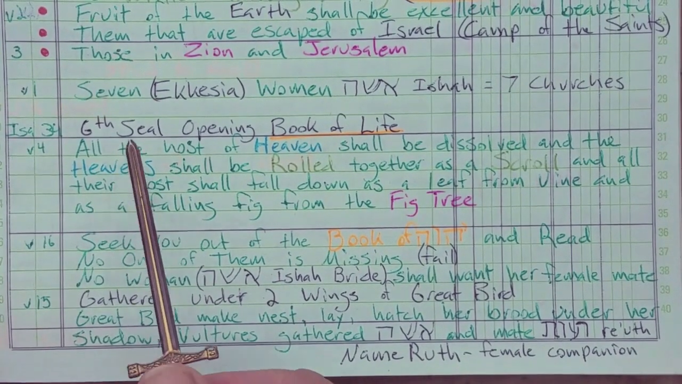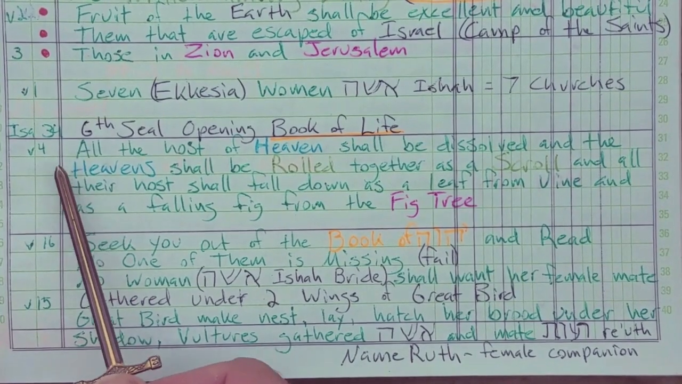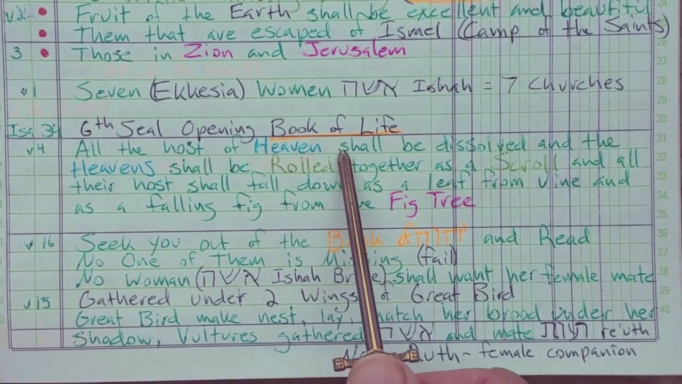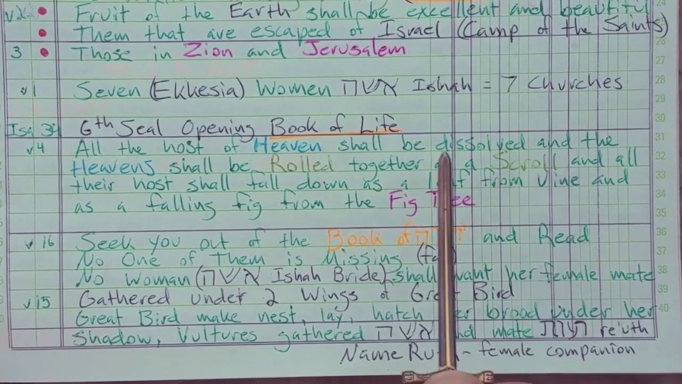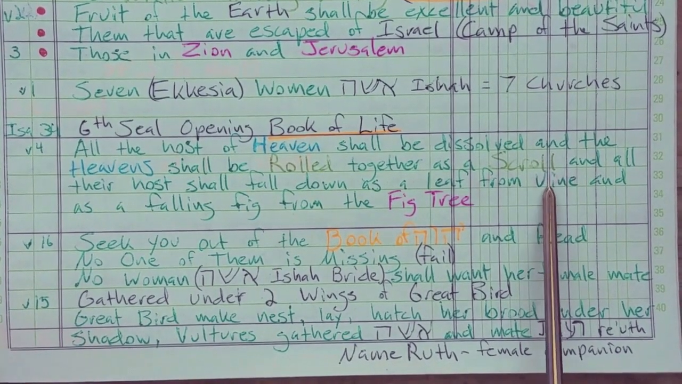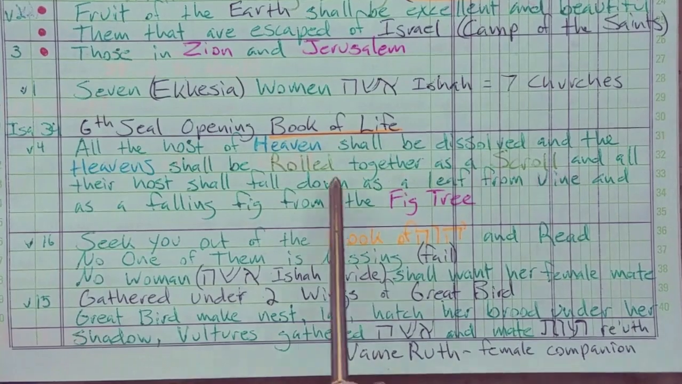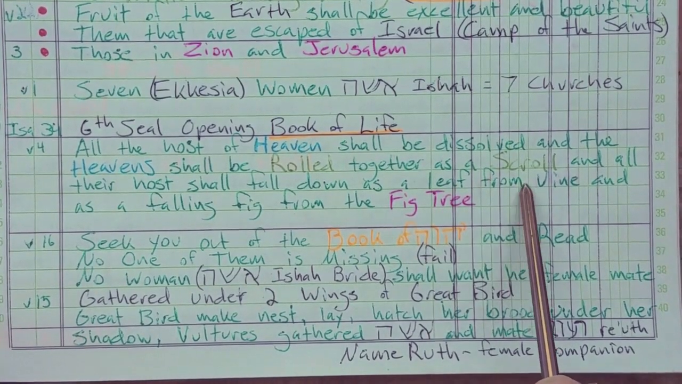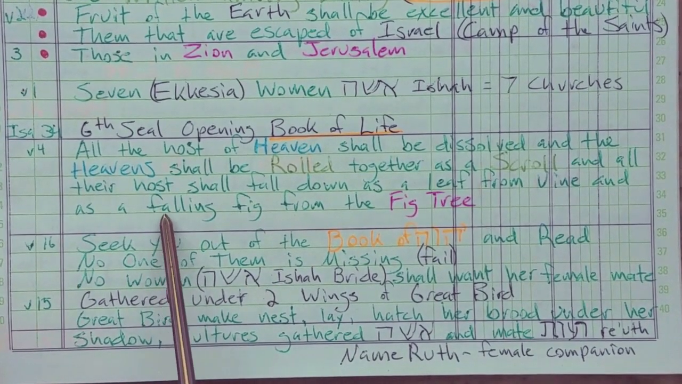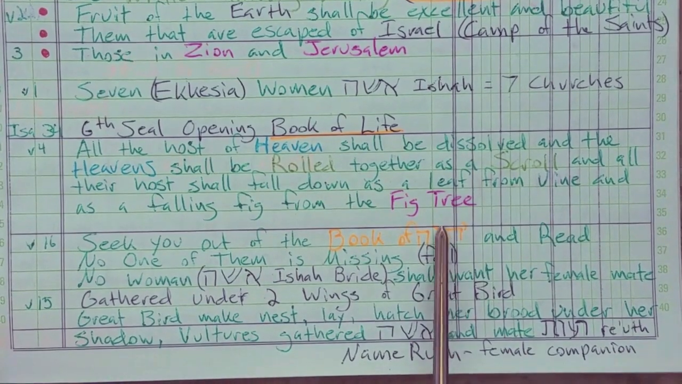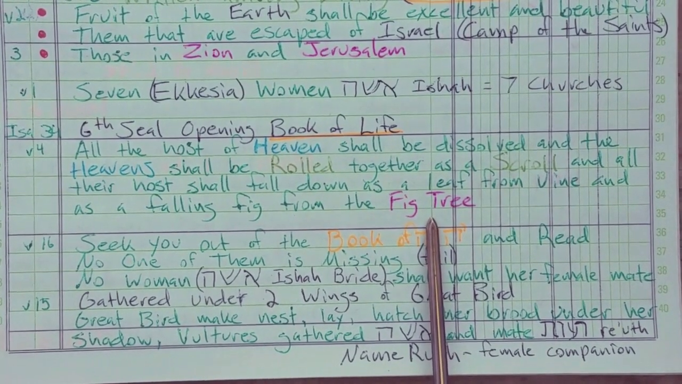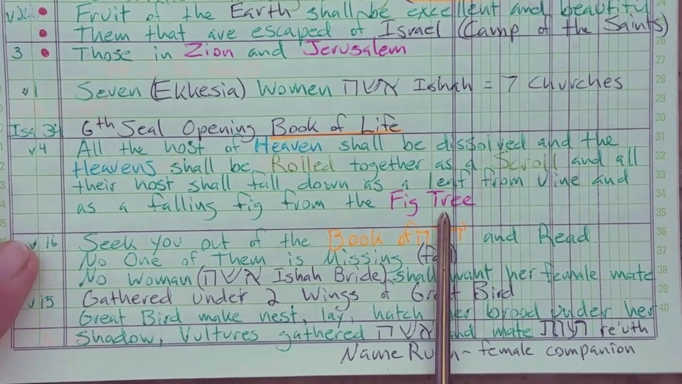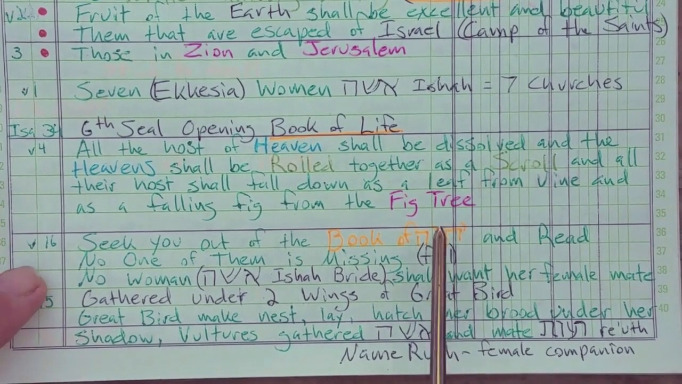But we just want to connect it to what we're talking about in this video, where it says, all the hosts of heaven shall be dissolved, and the heavens shall be rolled together as a scroll. So this is clearly talking about the same thing in Revelation 6:12. And all the hosts shall fall down as a leaf from a vine, as a falling fig from a fig tree, which is exactly what it says. It says stars will fall from heaven as figs from the fig tree in Revelation 6.